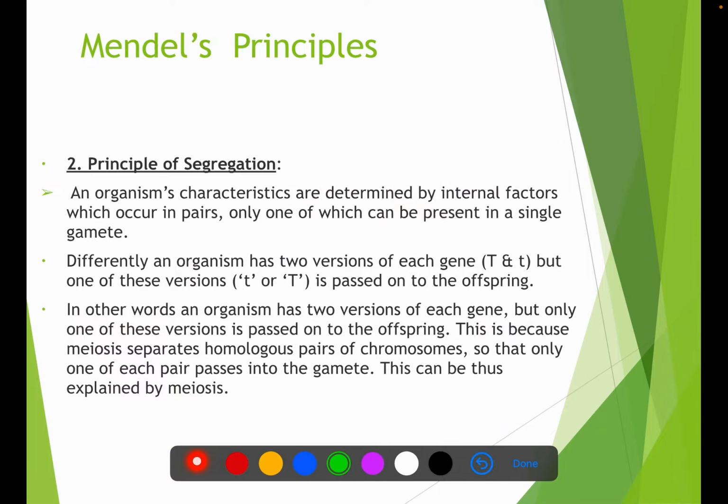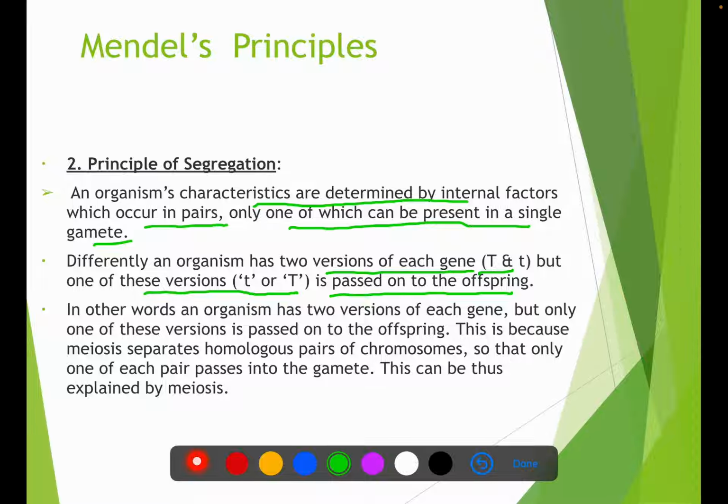Mendel said about segregation that an organism's characteristics are determined by internal factors which occur in pairs, only one of which can be present in a single gamete. Differently, we can say that an organism has two versions of each gene, say capital T and small t, but only one of these versions is passed on to the offspring. That means they have to separate.